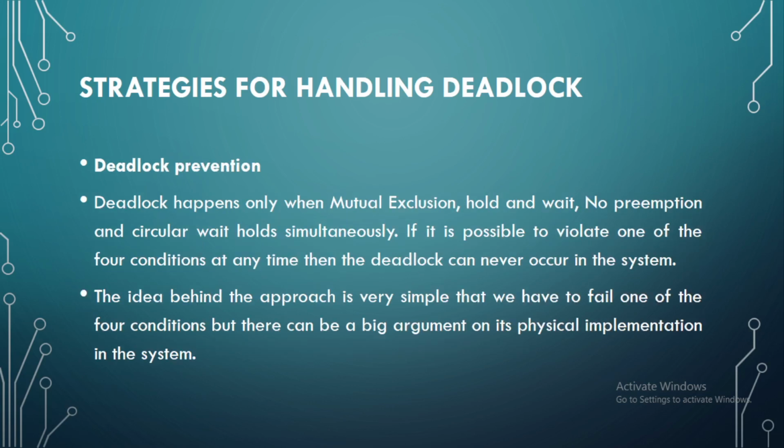Second strategy, deadlock prevention. We earlier talked about four necessary conditions. Deadlock happens only when mutual exclusion, hold and wait, no preemption, and circular wait hold simultaneously. If it is possible to violate one of the four conditions at any time, then deadlock can never occur in the system. The idea behind the approach is very simple, that we have to fail one of the four conditions, but there can be a big argument on its physical implementation in the system.